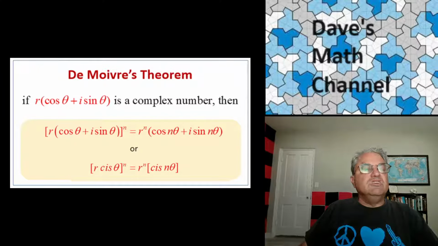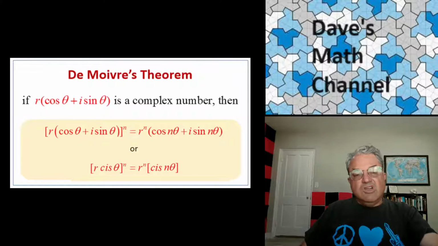Well, de Moivre's theorem tells you what you get. If you take the number r times cis theta all to the nth power, you get r to the n times cis of n theta. Pretty remarkable. So basically, you're starting with an arbitrary complex number and raising it to the nth power. The absolute value gets raised to the nth power, and the argument gets multiplied by n.